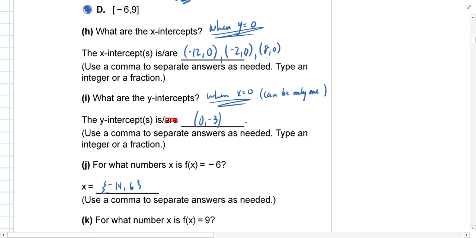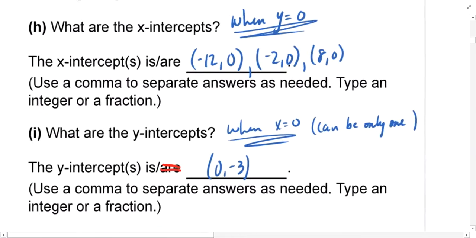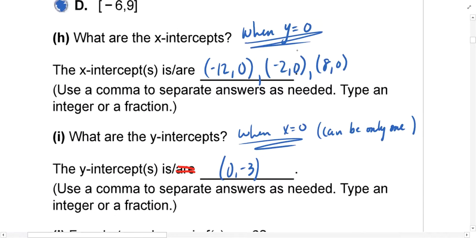And then also on H and I, we are identifying X and Y intercepts. On Math Excel, they're okay with leaving your answers and separating them by commas, but the answers they're looking for are just numbers. Numbers like -12, -2, and 8. What I like to stress is that since x-intercepts and y-intercepts are coordinates, they are points, I would rather see the solutions written as a coordinate or as a point and separated by commas that way.